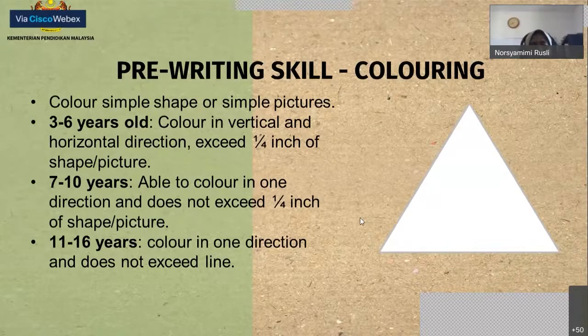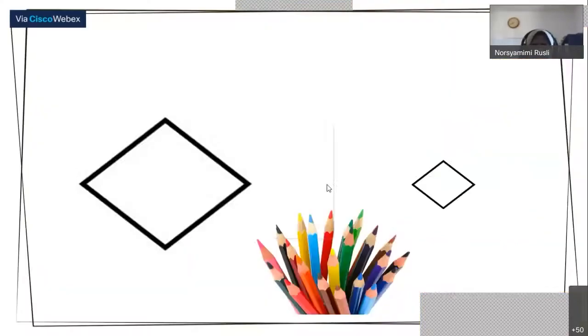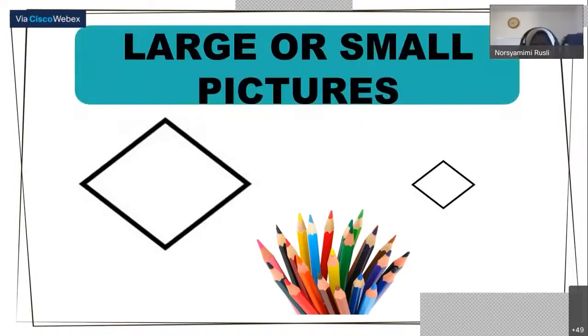Okay, for coloring skills, sorry. To teach coloring skills for children who have difficulties, like coloring out of the line, having difficulties to control hand movement, or if he colors, he gets messy. How do you teach these children? So, use a large or small picture first.